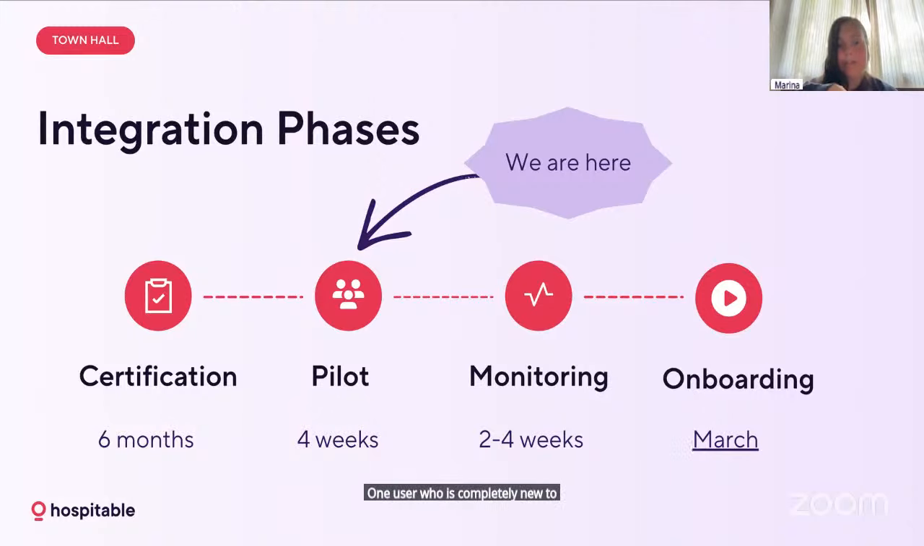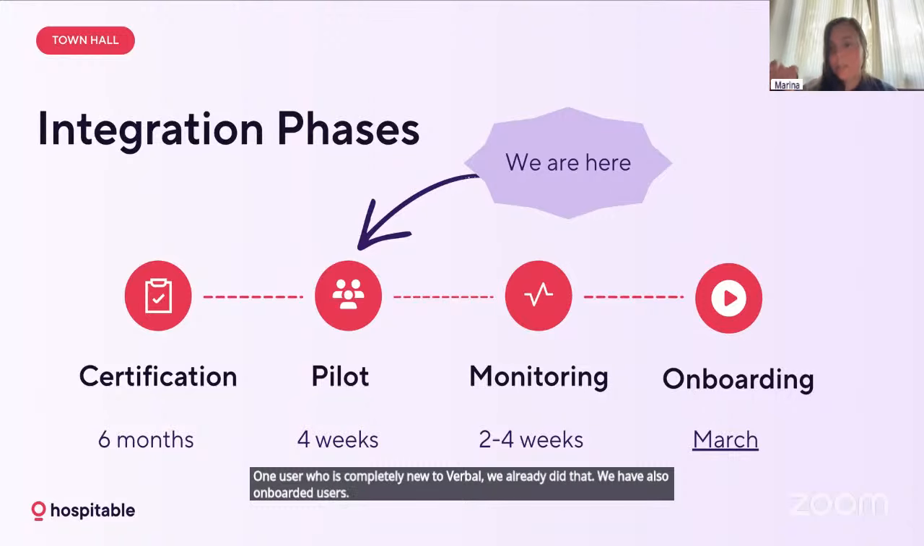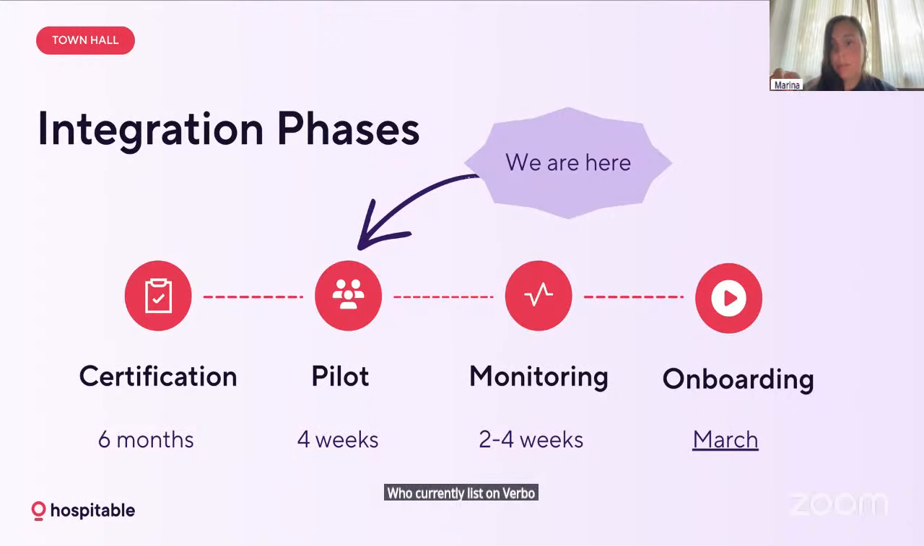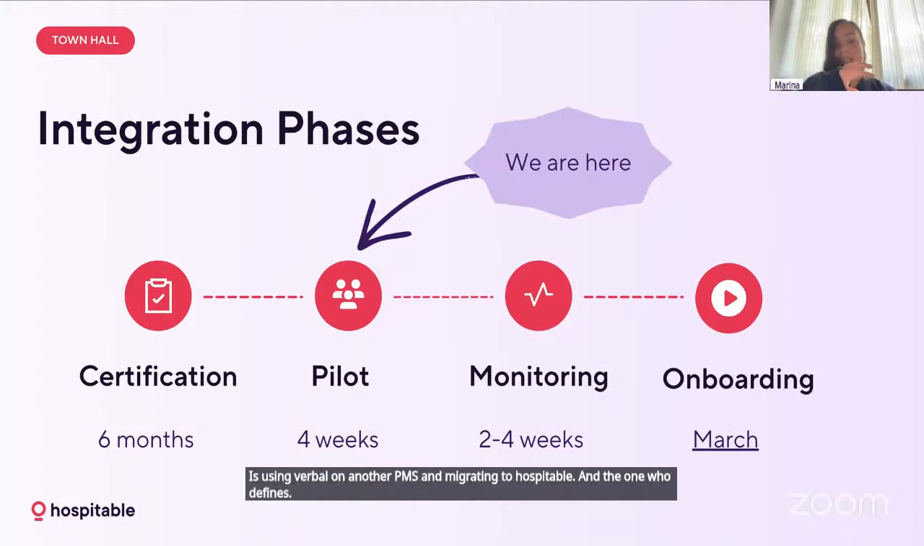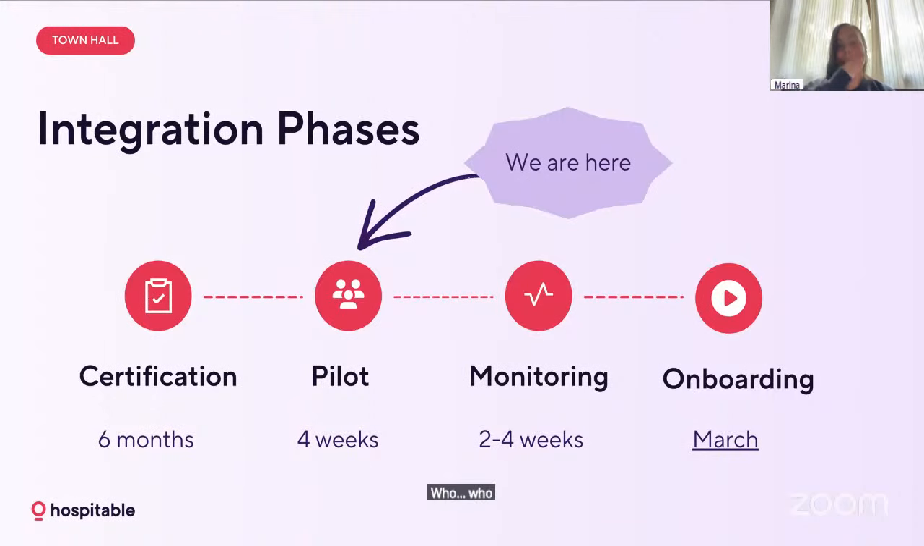We already did that. We have also onboarded users who currently list on Vrbo and use Vrbo as a platform to manage their listing. And the last one that we'll be onboarding is a pilot who is using Vrbo on another PMS and migrating to Hospitable. And the one who defines who fits in those categories is Vrbo, so we need to go by Vrbo's rules on the pilot.